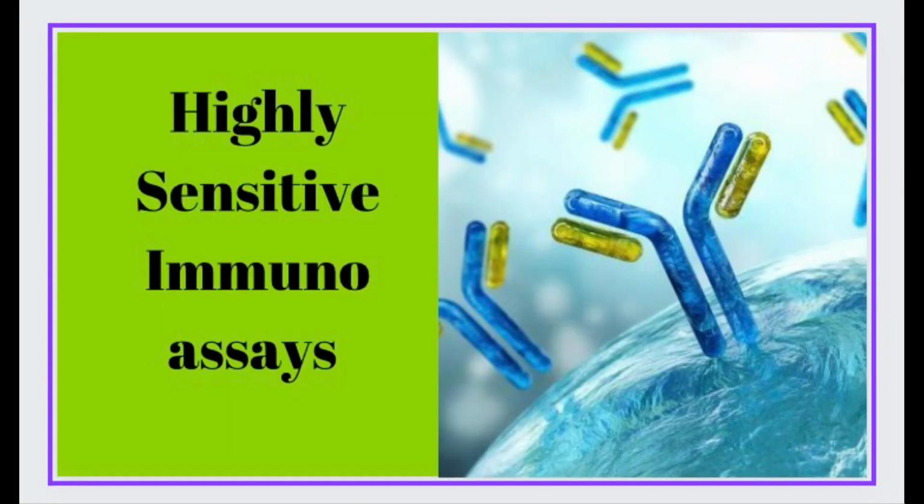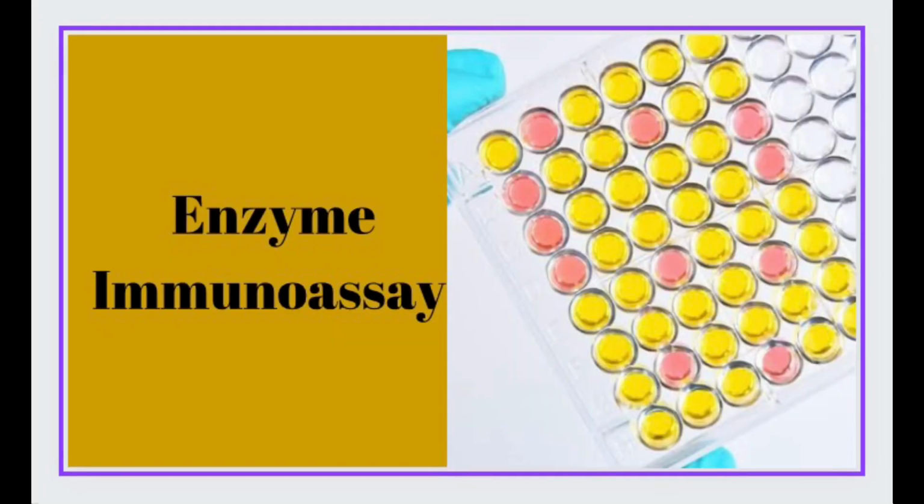Okay, next are the highly sensitive immunoassays. The use of monoclonal antibodies and specialized readout systems have led to generations of highly sensitive immunoassays that replaced older platforms such as radioimmunoassays. Lastly, the enzyme immunoassays. The enzyme-linked immunosorbent assay, or ELISA, currently known as the enzyme immunoassay, is a flexible platform for the detection of an unlimited number of antigens in a variety of matrices.